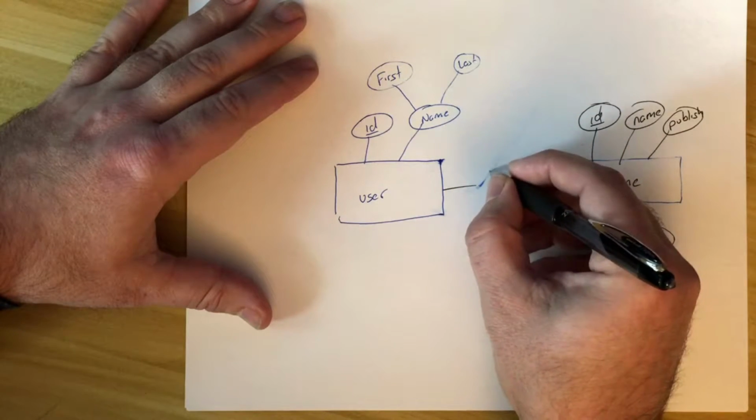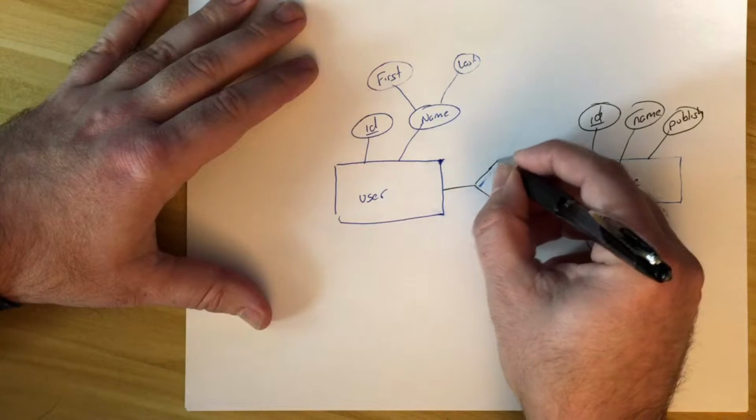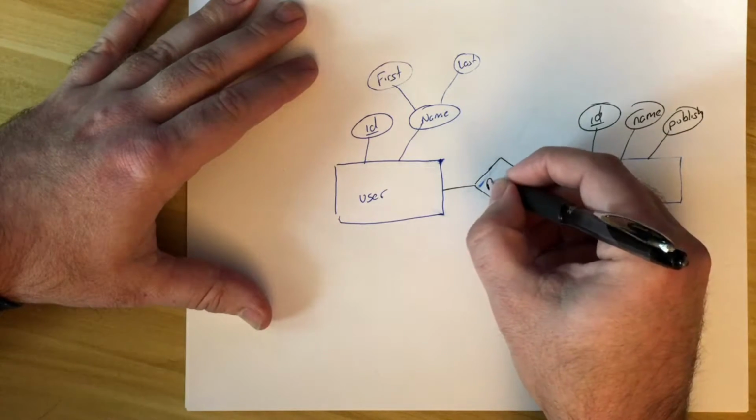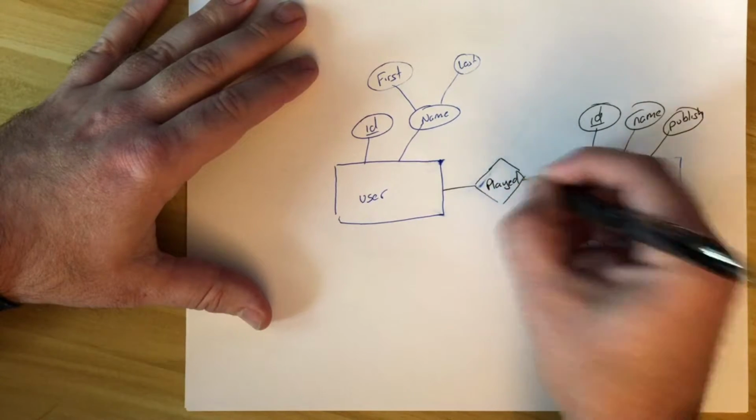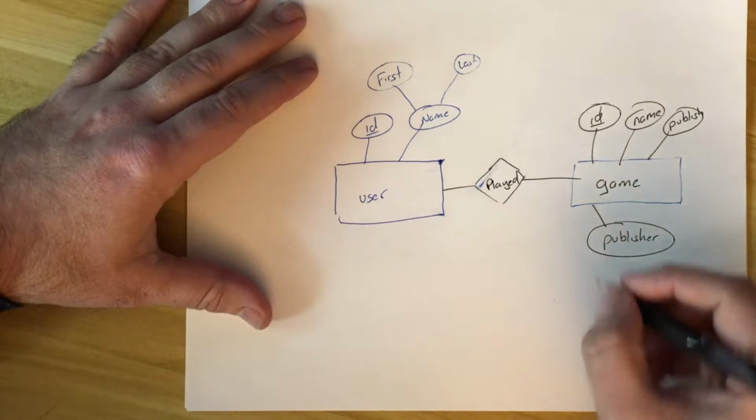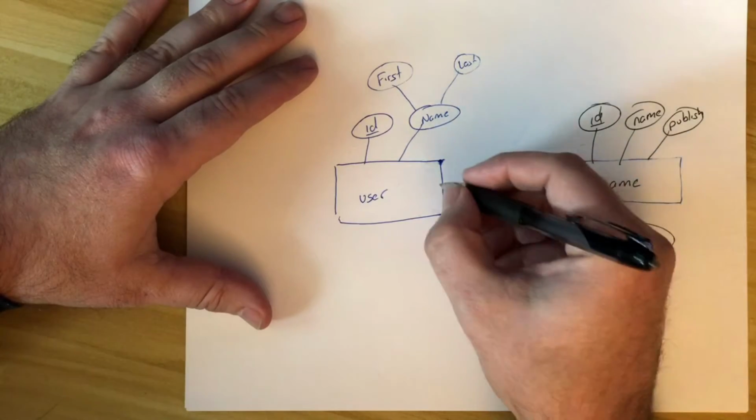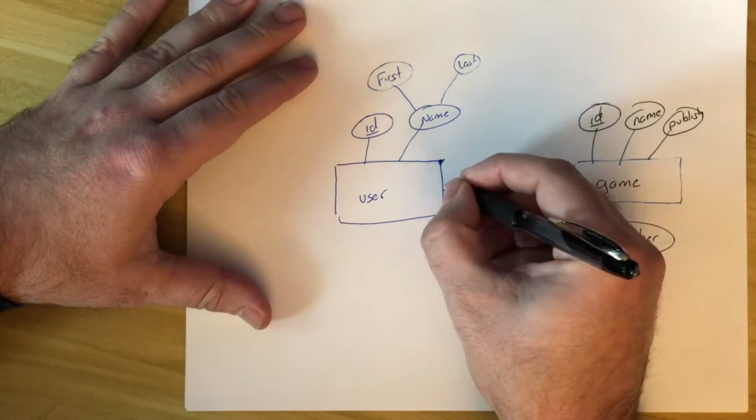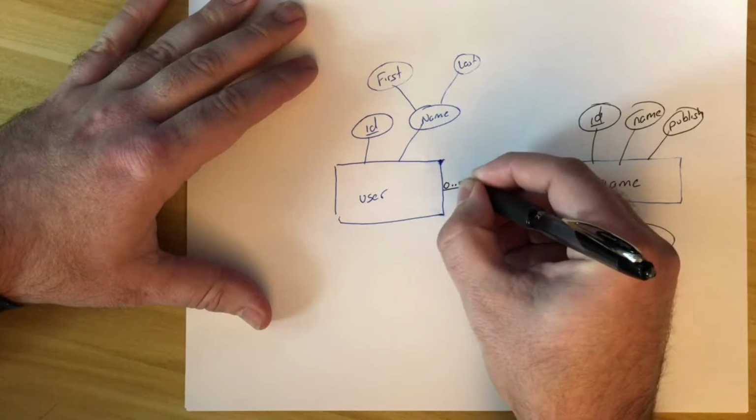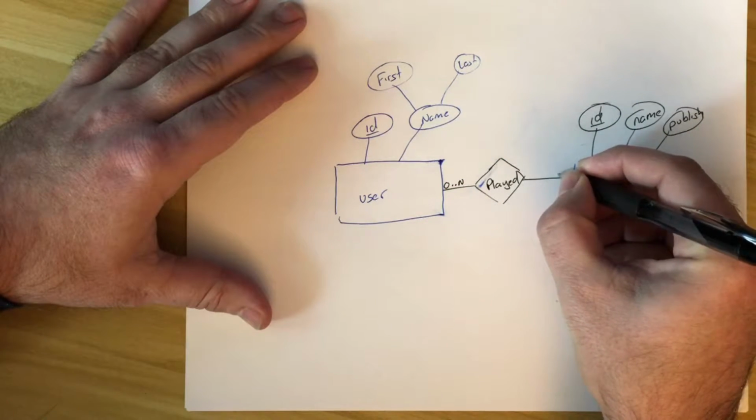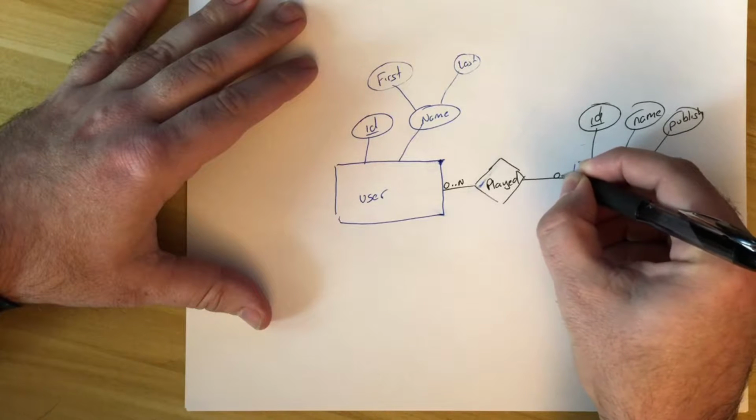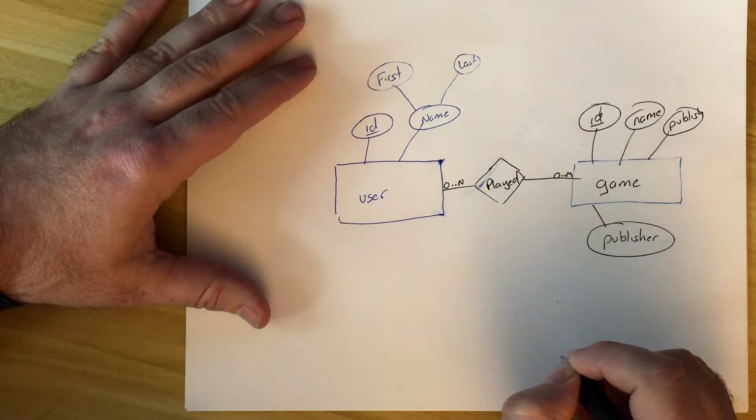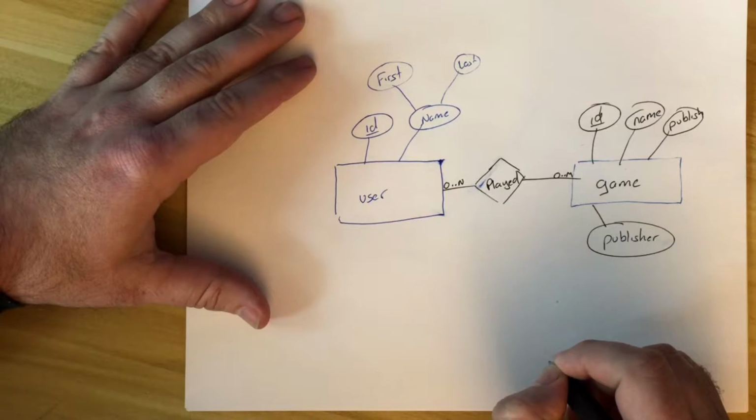Now, on those two entities, we're going to have a relationship about when they were played. What we have here is a many-to-many relationship. A game does not need to be played by any users, and a user does not need to play any games. So we'll add an N-to-M relationship here.